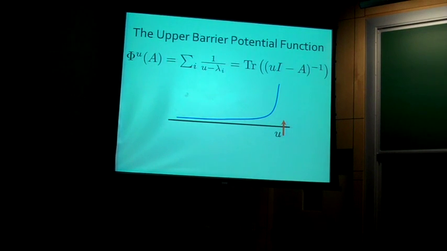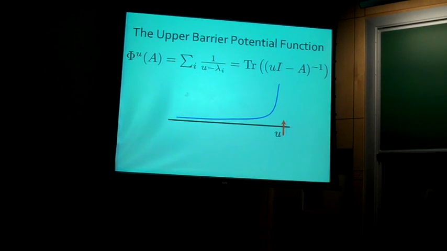We're going to make this qualitative statement, that the eigenvalues are below the barrier, quantitative. We want to measure how far below the barrier they are. And we do that by introducing what we call the upper barrier potential function. If our barrier is at u, we take the sum of 1 over u minus the eigenvalues. You can also write this as the trace of the inverse of u times the identity minus A. This is our upper barrier potential function. And we're always going to keep this, for purposes of induction, less than or equal to 1.